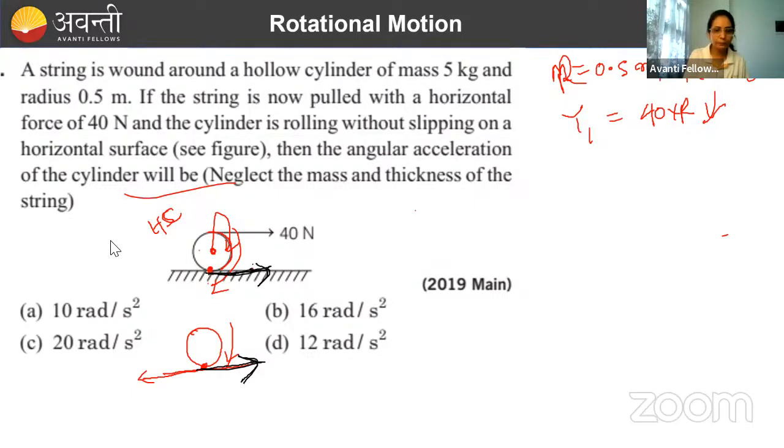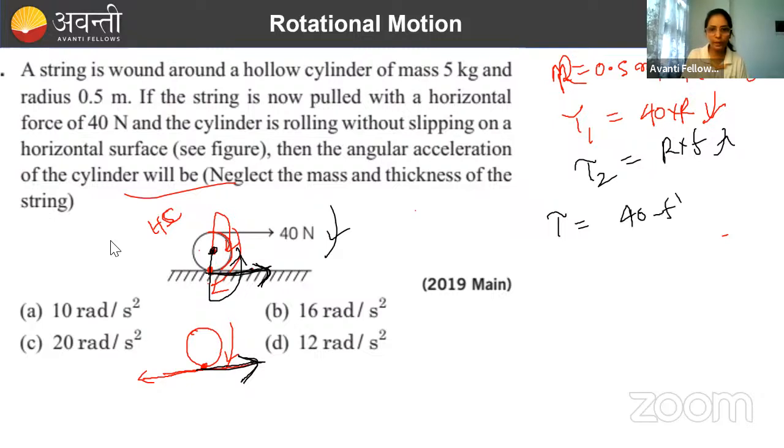So friction is here. Now, because of friction also there will be torque. Let's calculate that torque now. R cross F. Now this torque, tau 2, is R into F. And this is in the opposite sense, I guess. Yes, this is in the opposite sense. So the net torque will be how much? Net torque will be 40 minus F R.